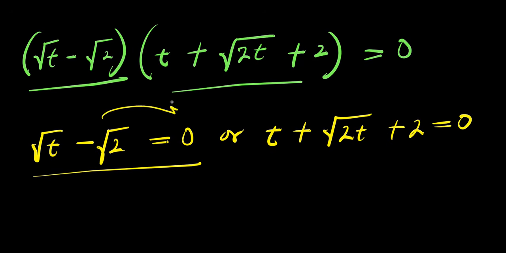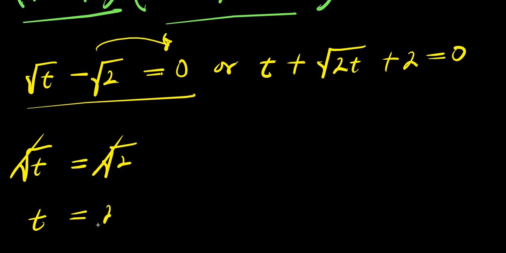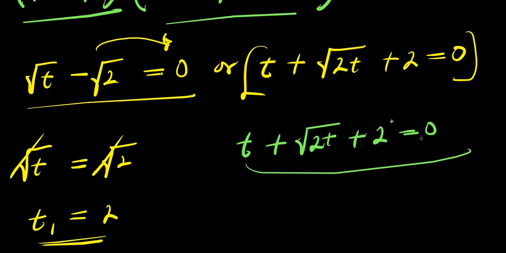For this, I move this over here. I will have square root of t equals square root of 2. This cancels this. That means my t equals 2. That's the first solution. So let's solve this. I have t plus square root of 2t plus 2 equals 0. Let's move t and 2 across the equality sign. We have square root of 2t equals minus 2 minus t.